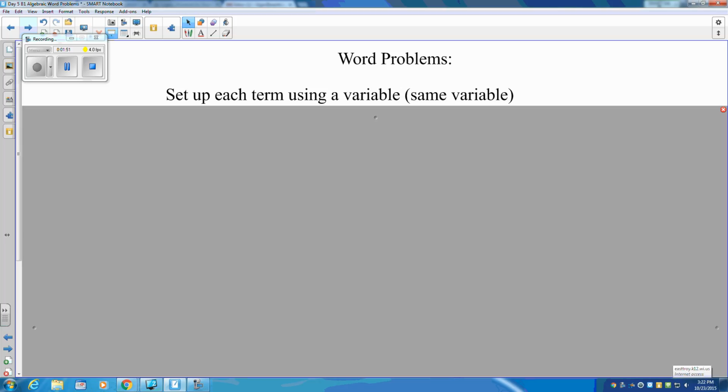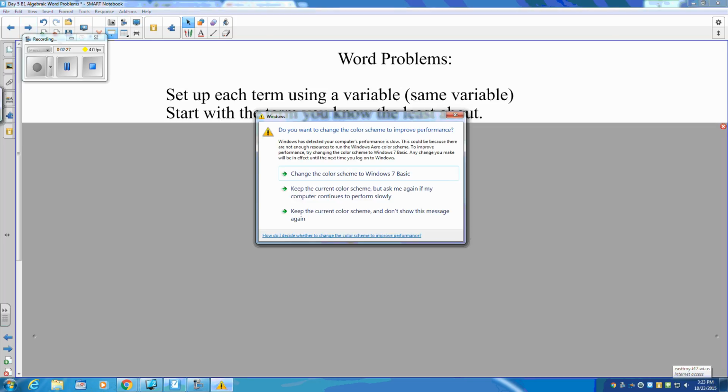So the first thing we have to do is set up each term using a variable. And it's important that we use the same variable. Within there, the number of terms depends on what they're talking about. If you're talking about 3 people, Billy, John, and Martha, then we need 3 different terms using variables. If we're talking about numbers, and I'm thinking of 5 numbers, then I need 5 different terms. So depending on what the word problem states, you have to read carefully and figure out how many terms you're going to need. But we're going to set up each one using a variable.